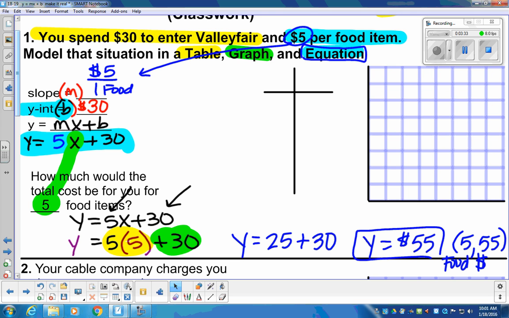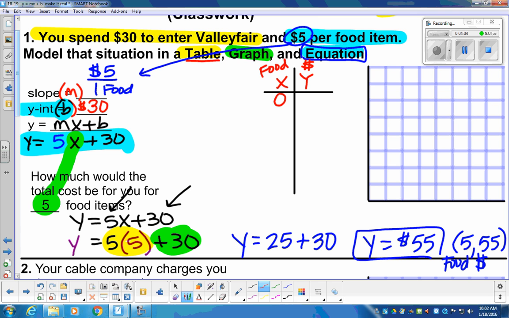So the next piece that we're going to work on is this table. And in the table, we're going to go ahead and say that all tables are in the form of x comma y. And really, the dollars is our dependent variable, our variable that's depending. We don't know how many dollars we bring until we know how much food we want to buy. So the x then is going to be our food.